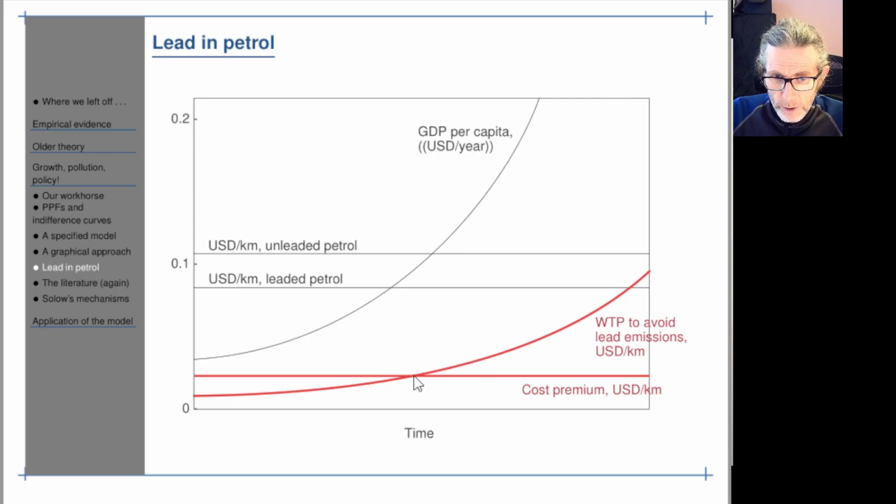Did we do it at the right time? Probably not. We probably did it somewhere way out here, right? If you have a look at some of the literature on the scale of the damages, brain damage to kids from lead emissions, you start wondering, like, why did it take so long?